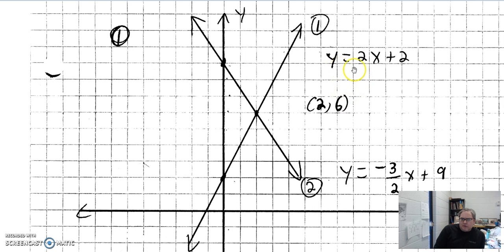So when I look at y equals 2x plus 2, and y equals negative 3 halves x plus 9, if I take that x equals 2 and plug it into the first, I get 2 times 2 is 4, 4 plus 2 is 6. If I plug the 2 into the second, the 2's cross off, and I get negative 3 plus 9, which is 6. So the solution to a set of linear equations is always where they intersect, if the two lines intersect.